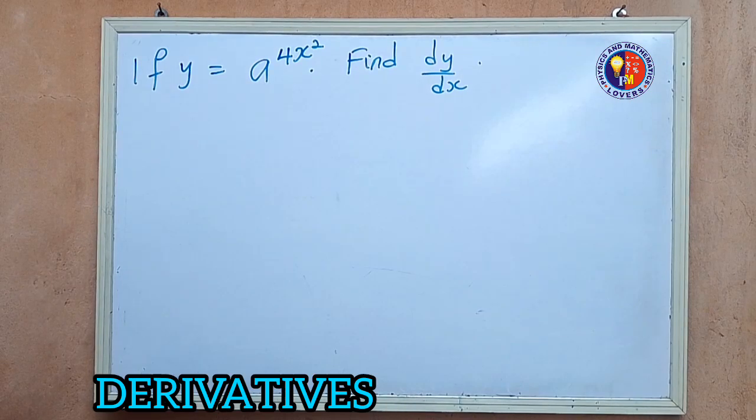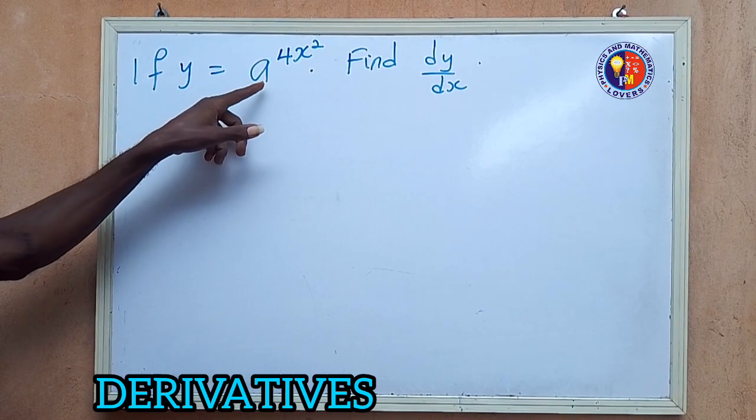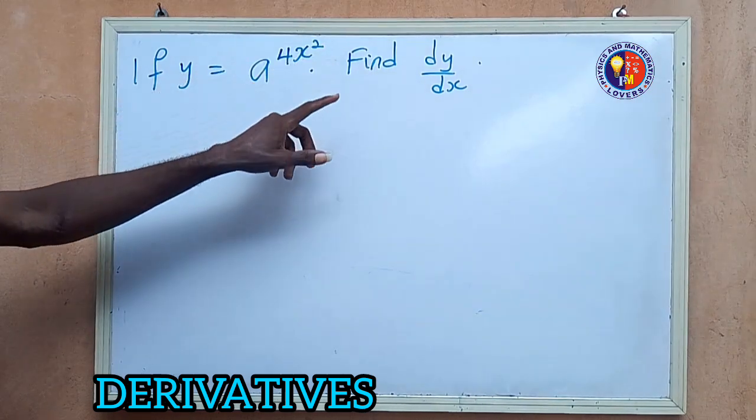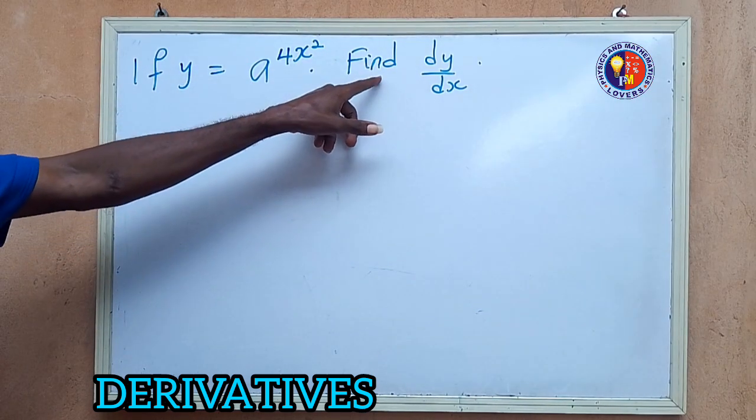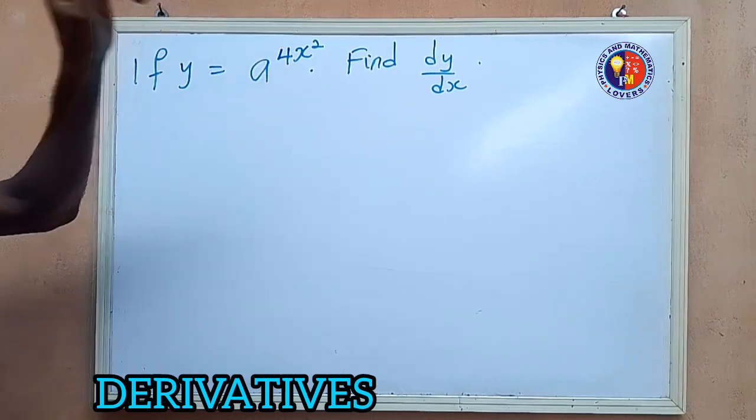Let's look at this question. The question reads: if y is equal to a raised to the power 4x squared, then find dy/dx. This is a very simple question. You can approach this question in two ways.